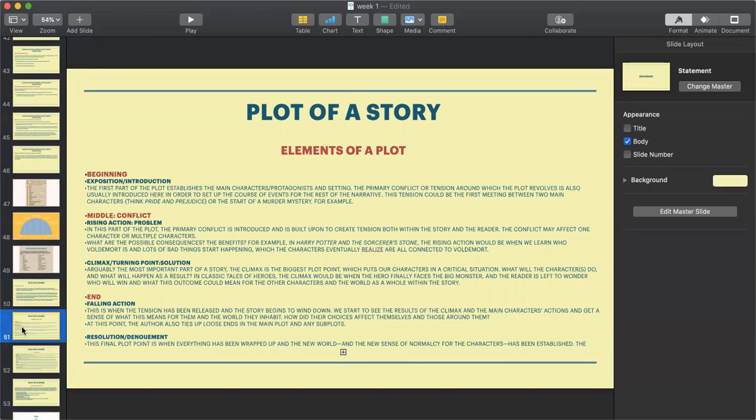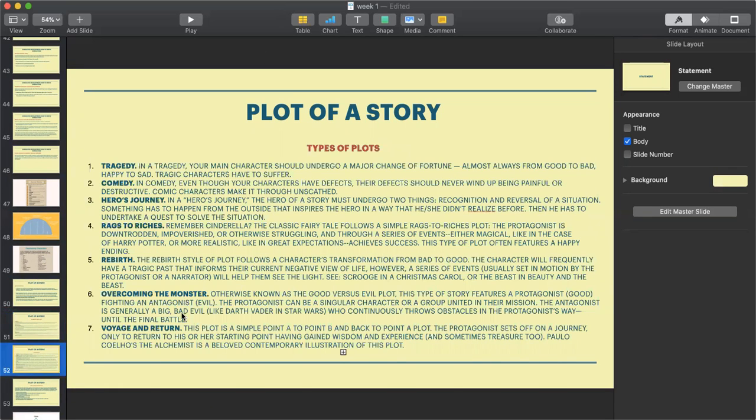It's a plot, right? So the elements of plot: it has a beginning, the exposition, or introduction. The middle part is the conflict, rising action, right? Climax can be the end part or the middle part, both of it. The end part is falling action, resolution.